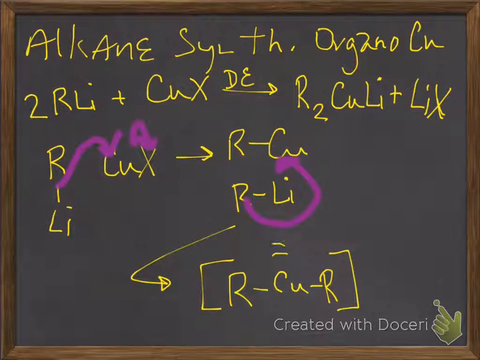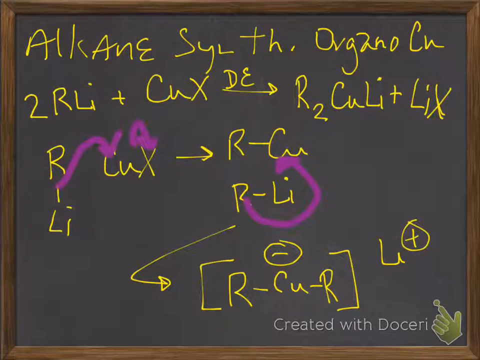And the copper, overall, all of this is negatively charged. And then we have just the lithium as a cation. It's a spectator ion. That's why they call this a lithium dialkyl. So, for example, if the R groups were ethyl, it would be lithium diethyl cuprate.